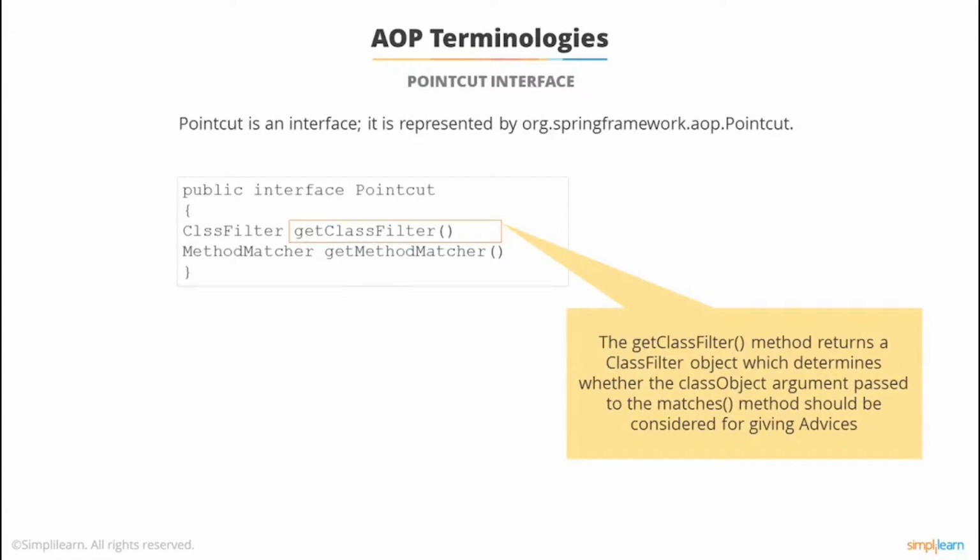org.springframework.aop.Pointcut. And the getClassFilter method returns a class filter object which determines whether the class object argument passed to the matches method should be considered for giving advices.